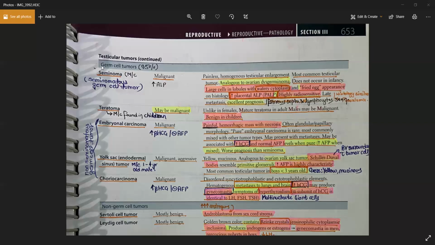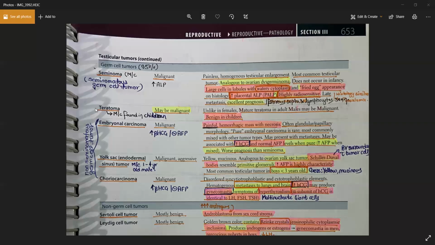Other than that, fibrous septa and these lymphocytes can also be seen, because whenever you have a cancer, the lymphocytes will try to act against it, right? So lymphocytes can also be seen in the histology if you perform it, okay? So these are the things, and please know that it has a very excellent prognosis. Although this condition is malignant, it still has a very excellent prognosis. So a painless, homogeneous testicular swelling will be seen, okay? No hemorrhage, nothing. It's just a painless, homogeneous swelling.